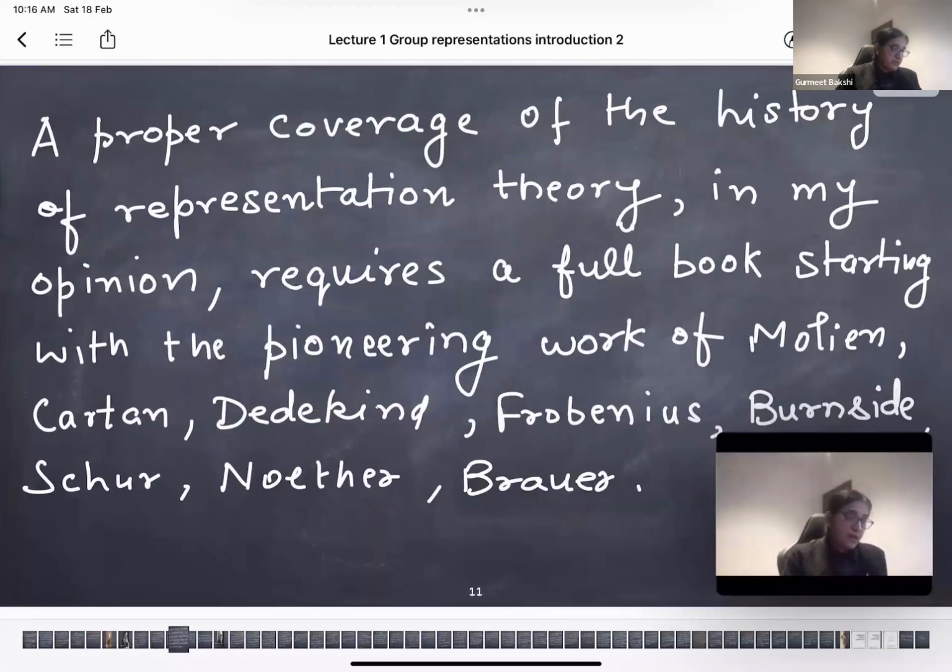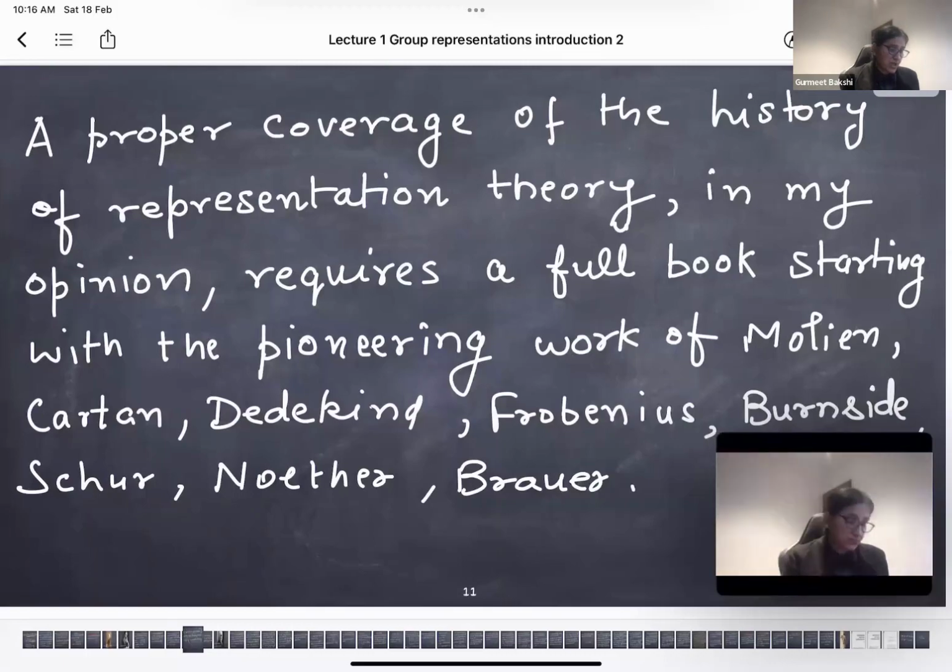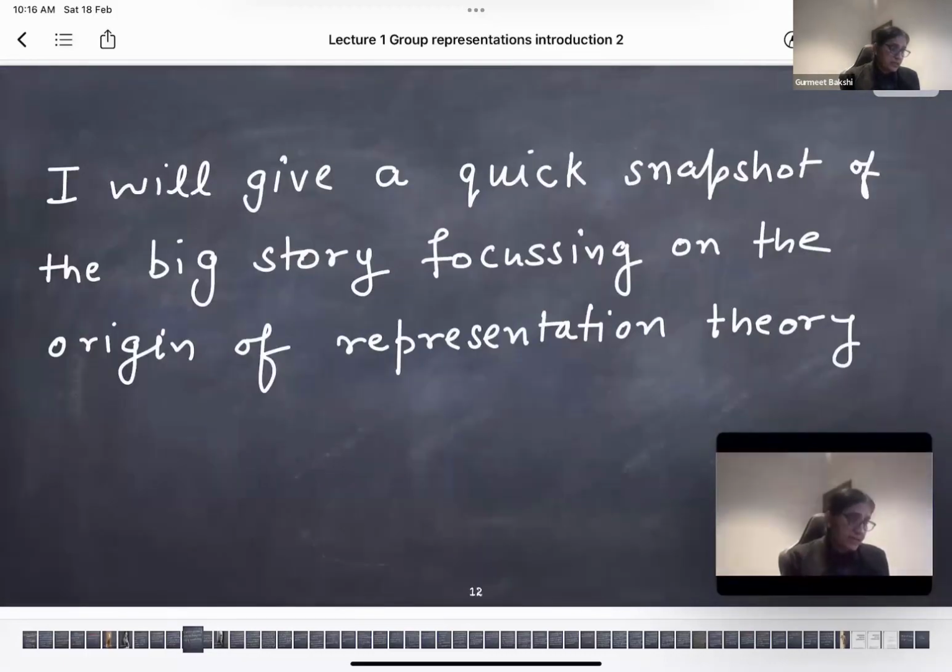And so a proper coverage of the history of representation theory, in my opinion, requires a full book, starting with the pioneering work of Molien, Cartan, Dedekind, Frobenius, Burnside, Schur, Noether, Brauer. So these are all the people who were in the early stages, but Frobenius and Burnside were on the top in the history of representation theory. So what I can give you is a quick snapshot of a big story, focusing on the origin of representation theory.